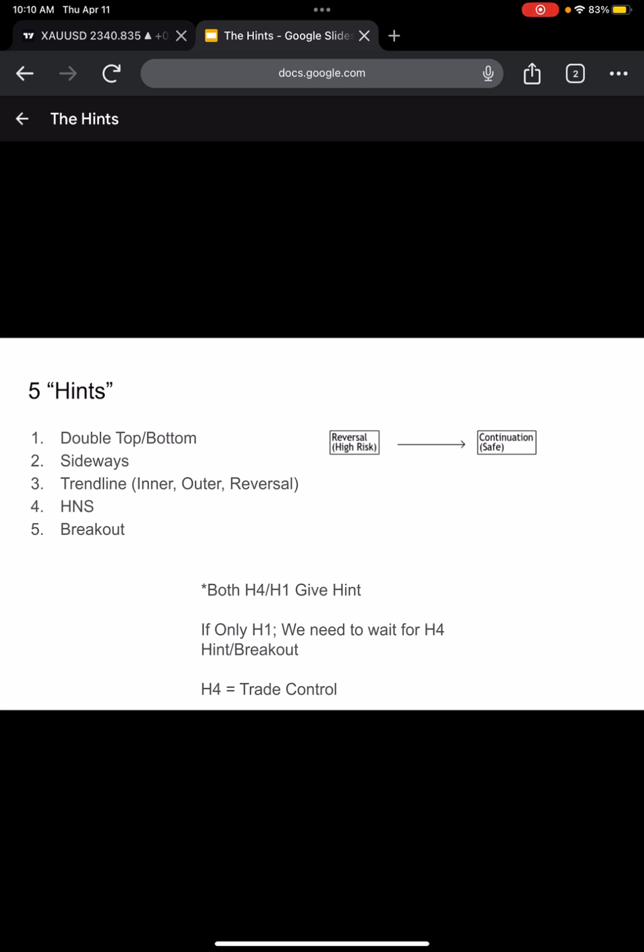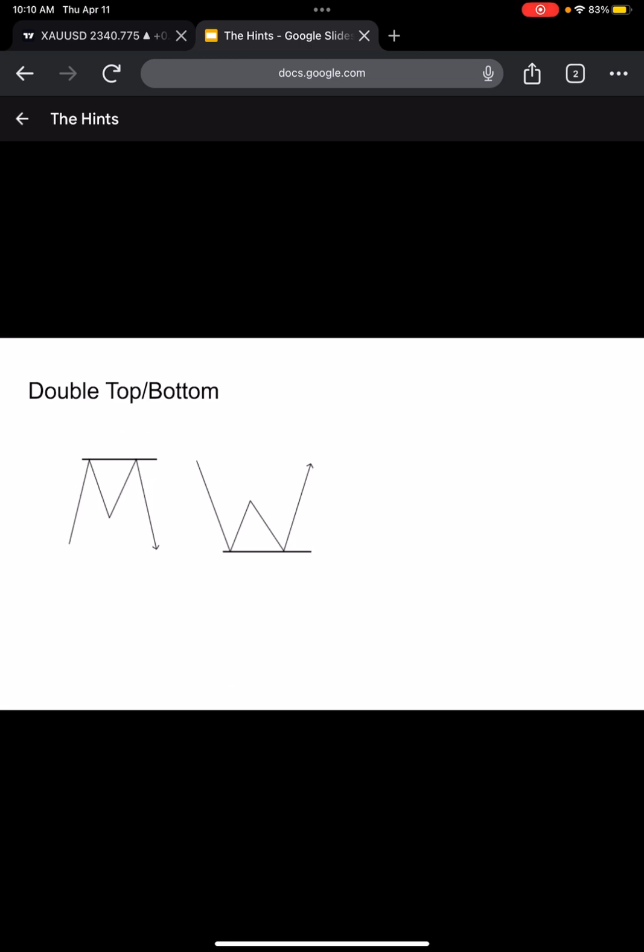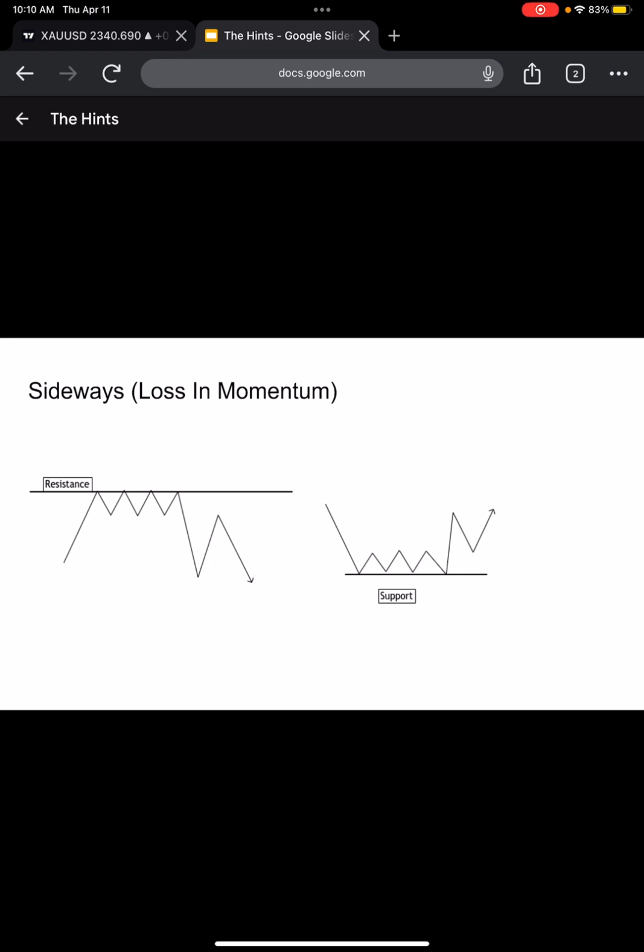Both H4 and H1 will give a hint, but if it's only H1, we need to wait for the H4 hint or breakout, since H4 is the trade control, meaning that future price movement will occur on the 4-hour time frame. So there's the double top and double bottom. There's sideways movement when price approaches resistance and support, which is essentially a loss in momentum. Then it breaks to the downside for resistance and to the upside for support.